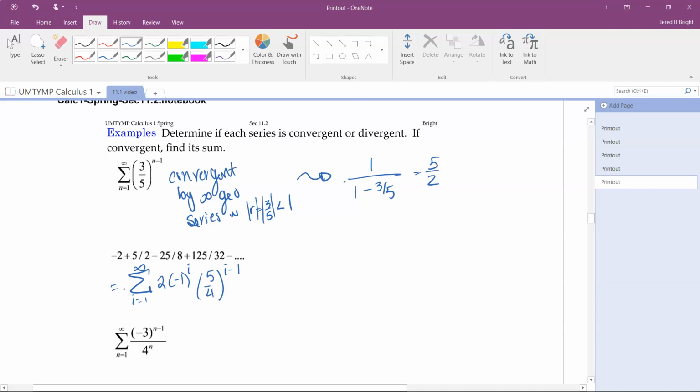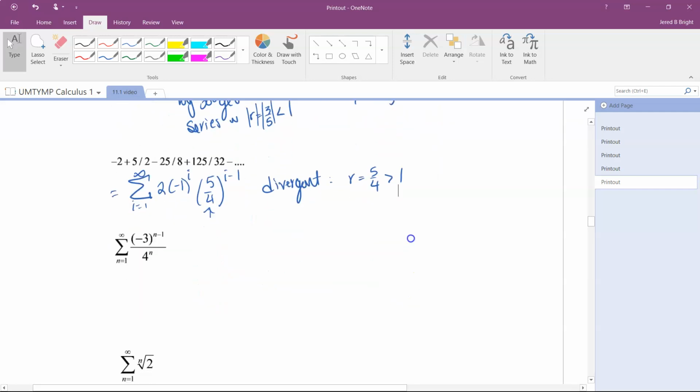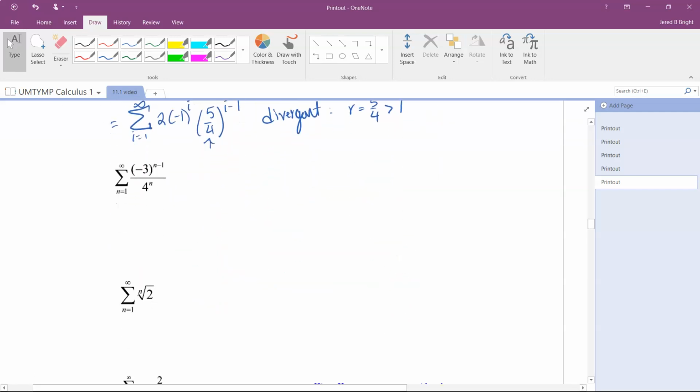So it looks roughly geometric, but number one, we have this common ratio r being bigger than 1, and we also have this alternating term, which we don't know how to deal with. This is going to be divergent. And if you wanted to cite a reason, you can say r is 5/4, which is bigger than 1. Okay, that's fine. Moving on. The next two I want you to try.